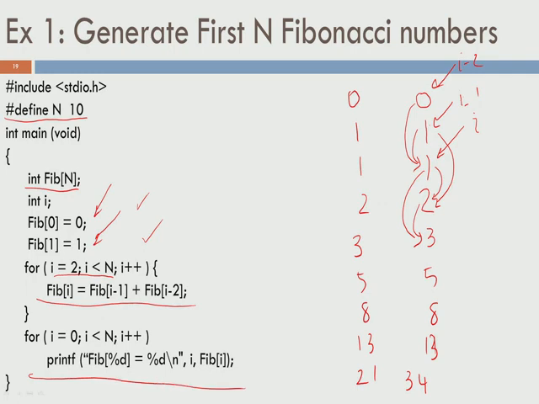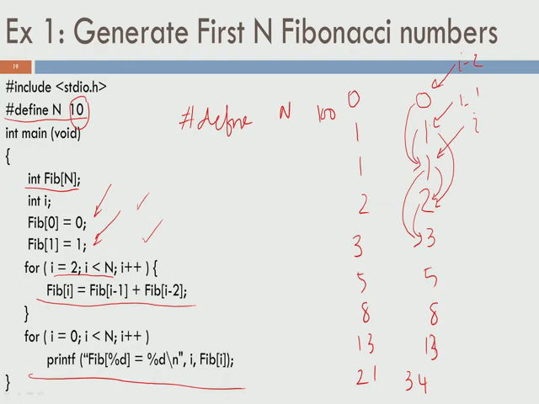If I want the first 100 numbers, let us say, I do not have to go and touch the program anymore. I go and change the hash define. I now write hash define n 100. This changes n to 100. All I have to do is save it and compile it. I do not have to go and touch these other lines where I see n. So, this is very useful.